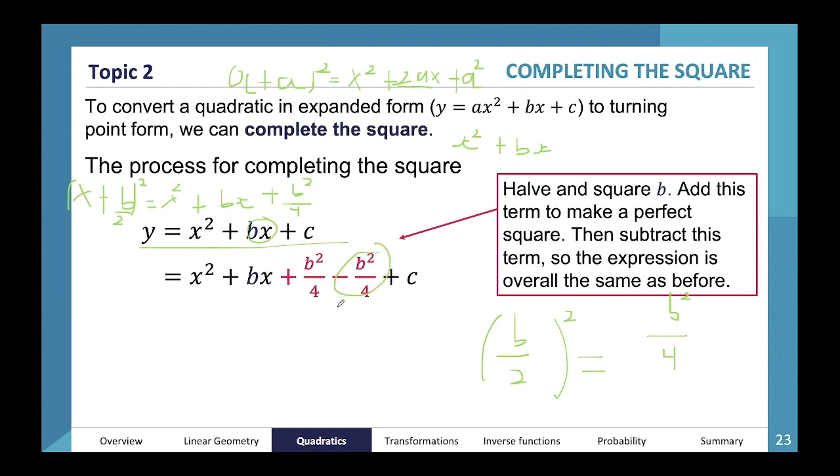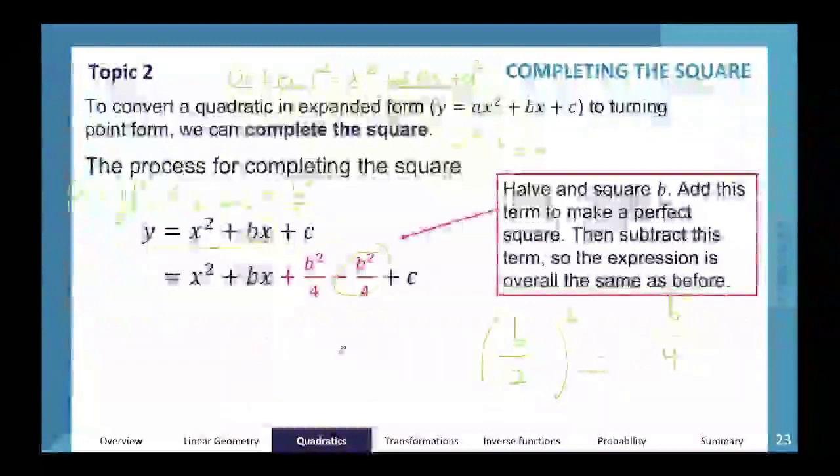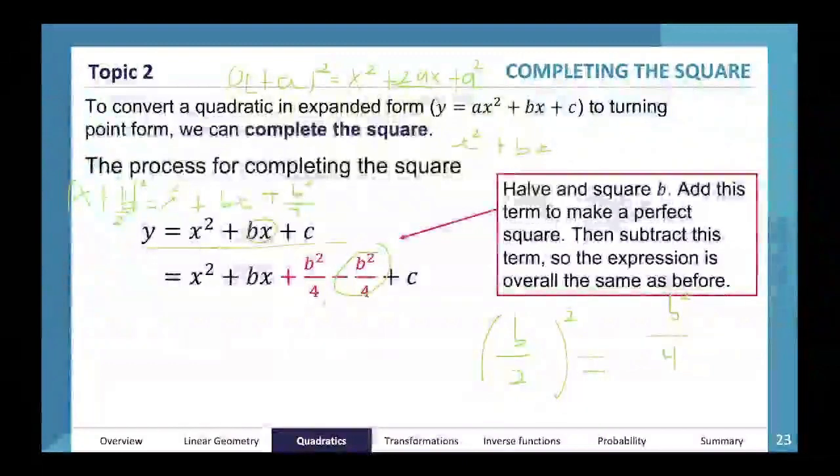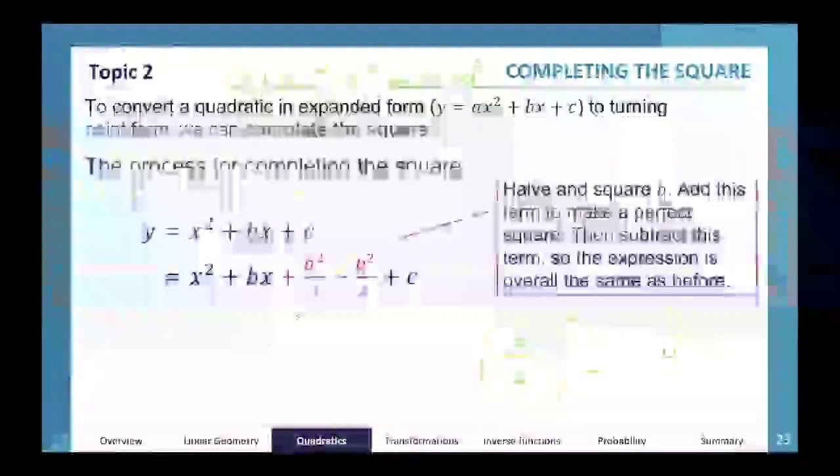Otherwise, because b squared over 4 minus b squared over 4 is going to be 0, this equation hasn't changed at all. But if I just added it without subtracting it, I'm now dealing with a different equation, and then all of this doesn't actually matter at all. So yeah, subtract it so that the overall expression is the same.